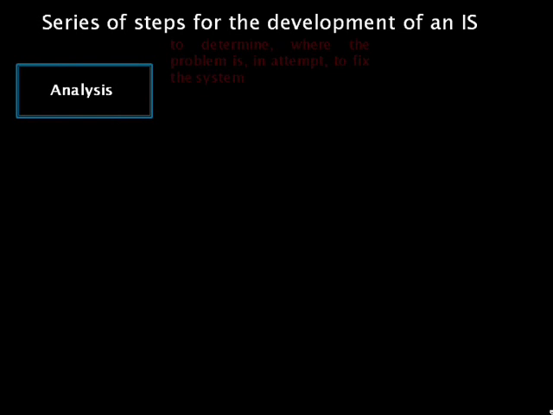The systems development life cycle consists of a series of steps used to manage the phases of development for an information system. The four main phases are described below. The first main phase is the system analysis, whose goal is to determine where the problem is in an attempt to fix the system. This step involves breaking down the system into different pieces and drawing diagrams to analyze the situation.